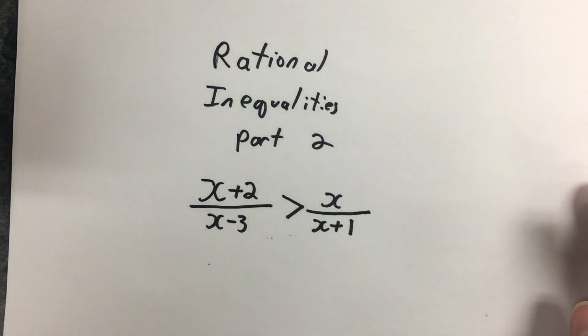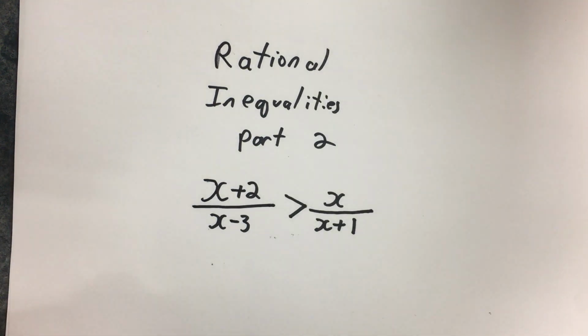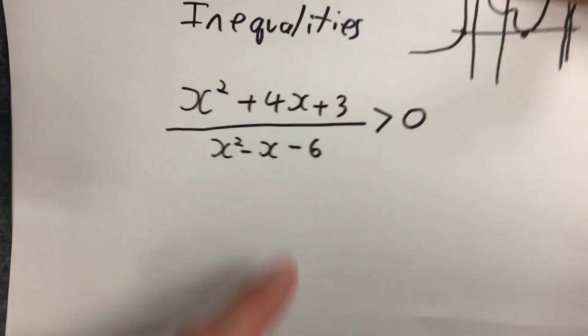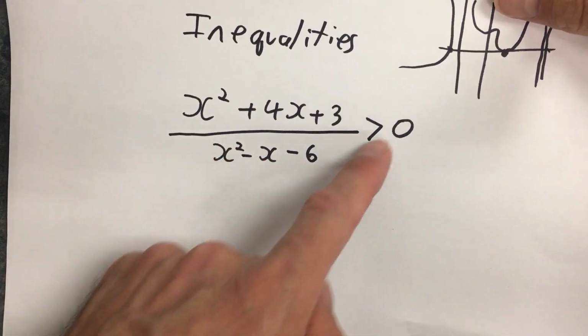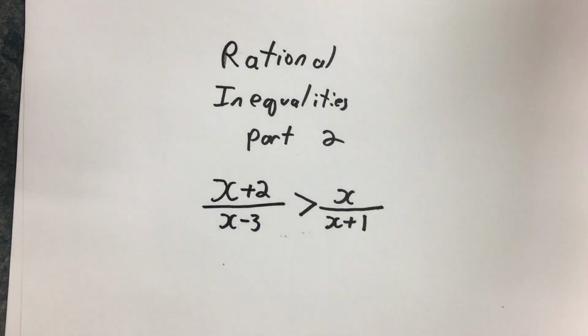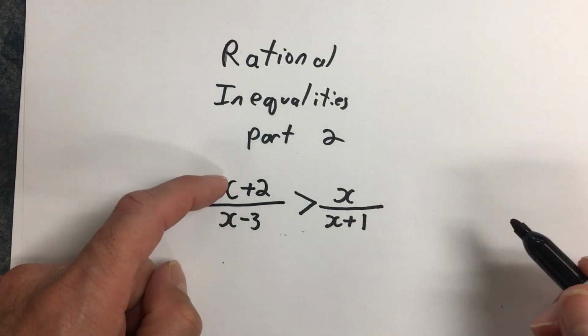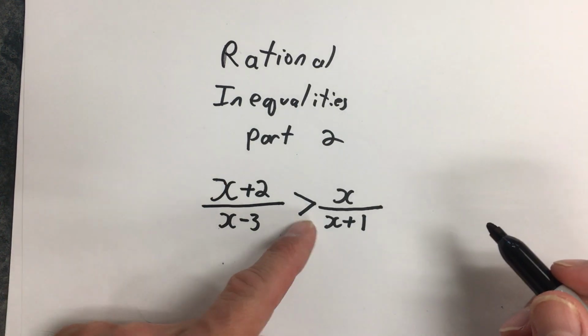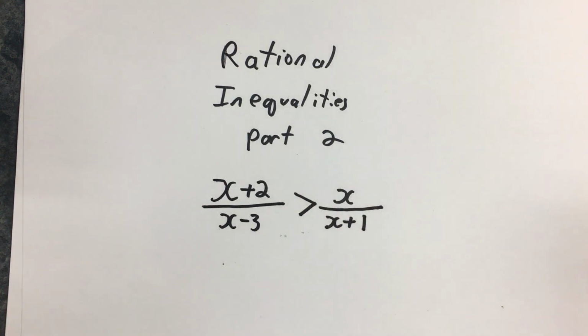Okay, I'm going to show you how to solve another rational inequality. Remember in the last video, we did a rational inequality where we had a rational function of quadratics that was greater than 0. Now, I've got a linear rational function, and it's greater than another linear rational function.